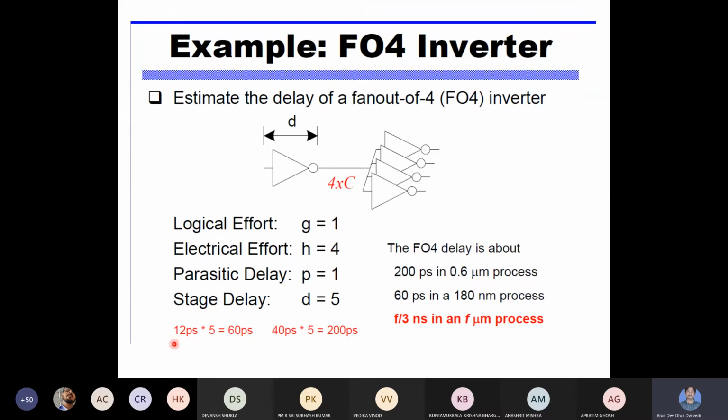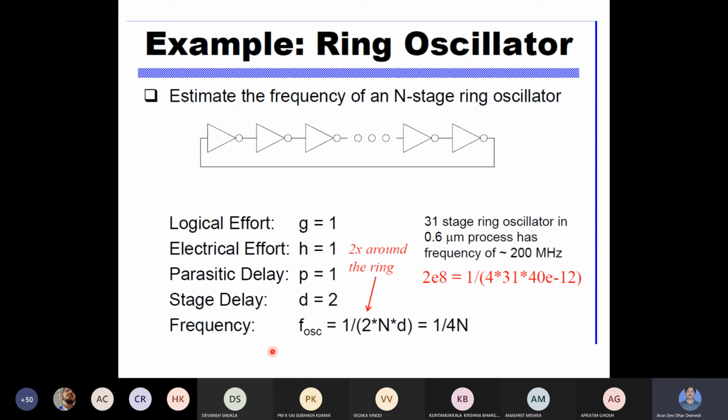Suppose here 12 picosecond you are considering as the delay for one stage. This d is 12 picosecond, so 5 is multiplied with it and 60 picosecond is coming. And if 40 picosecond you are considering, then 40 picosecond multiplied by 5, because d is coming 5, then 200 picosecond. So for one stage, if 12 picosecond, then 60 picosecond it is converted, because two process parameters we have discussed here.